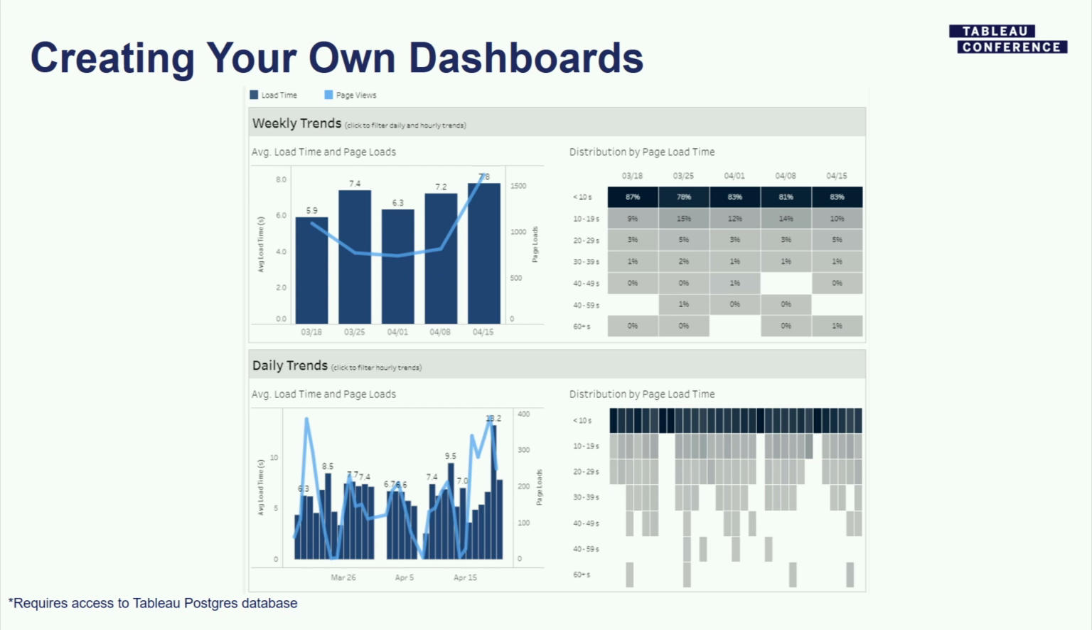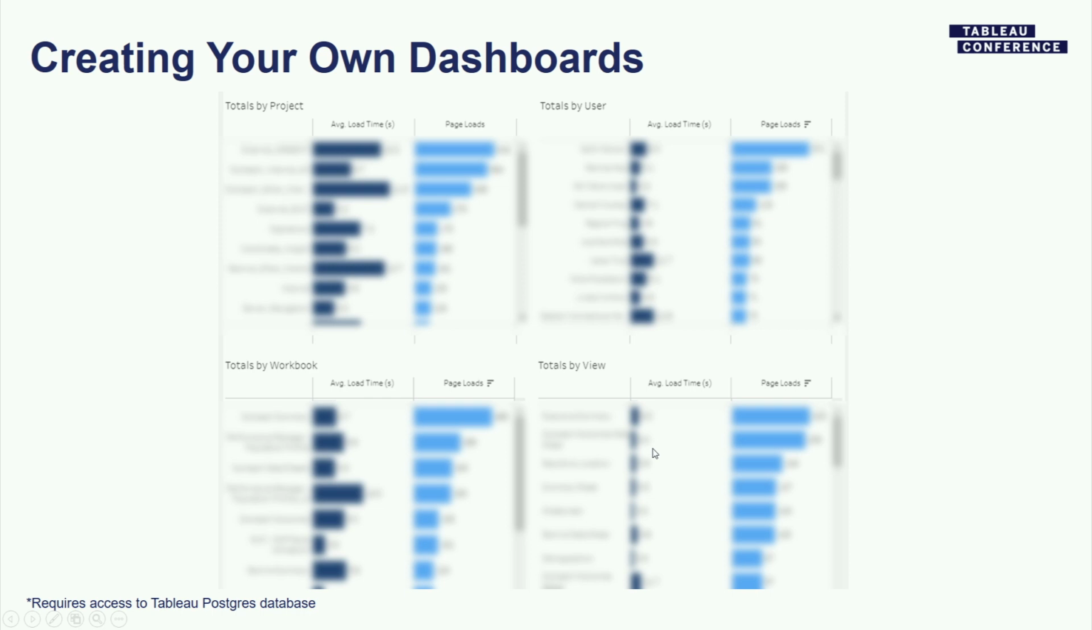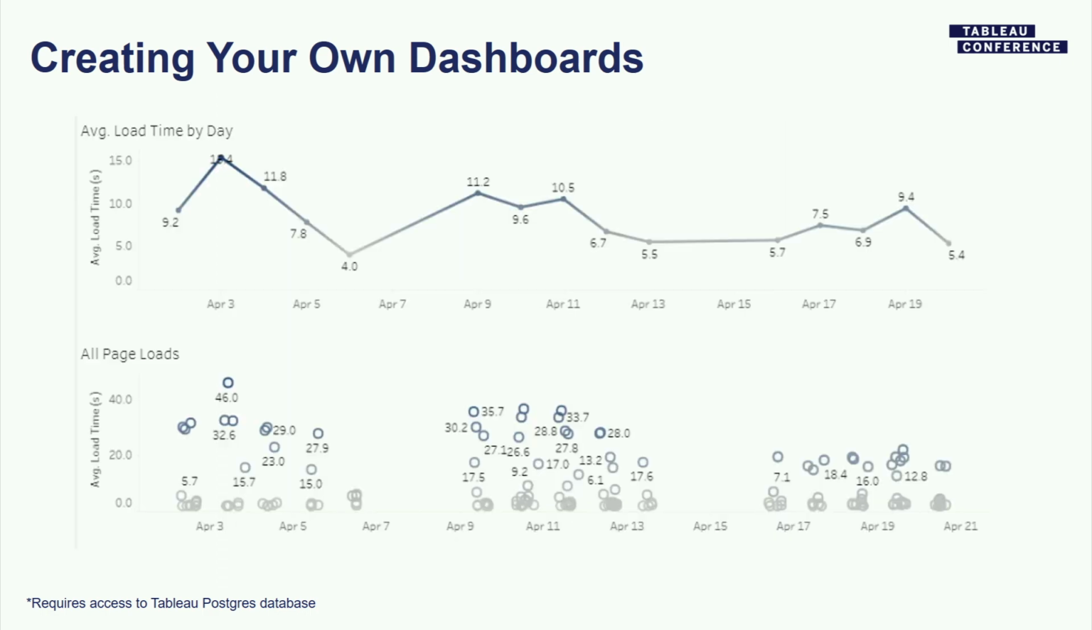Then you can say, okay, let's build our own dashboards to monitor our server performance. So we created our own, so we can say, what does our average load time look like, what's our distribution, what percentage of our pages are loading in under 10 seconds or 10 to 19 seconds. What does that look like by week, by day, all that sort of cool stuff. What are our totals by project, by user, by workbook, by view, so that quickly brings things to the top if you want to go out and actively look at it.